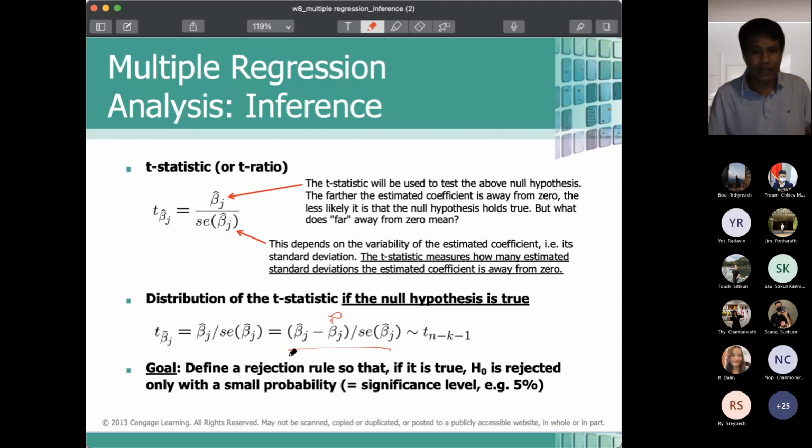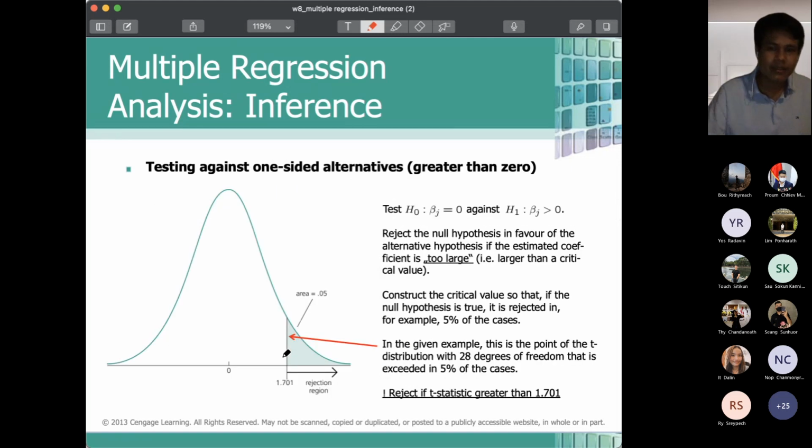So again, the goal is to define a rejection rule so that we can reject the null hypothesis or accept the hypothesis. But to do that, we need to discuss further. It depends on your null hypothesis and alternative hypothesis. What type of alternative hypothesis do you have? So we start with testing against a one-sided alternative, greater than 0.